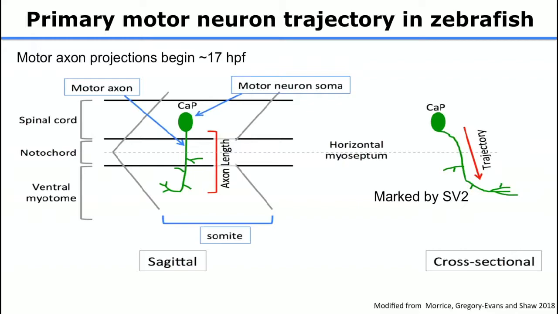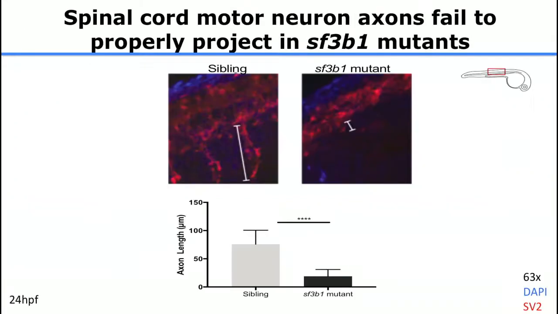And we can visualize this axon growth using a marker called SV2, which is a presynaptic vesicle marker. With this, we can then measure axon projections from the primary motor neurons and try to understand how Sf3b1 could impact that and how R-loops may be impacting motor neuron axonogenesis.